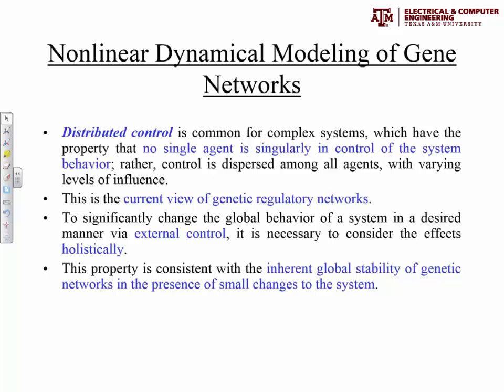To significantly change the global behavior of a system in a desired manner via external control, it is necessary to consider the effects holistically. You have to consider the entire system. You cannot just say, I'm going to take part of the system and control it. This property is consistent with the inherent global stability of genetic networks in the presence of small changes to the system.